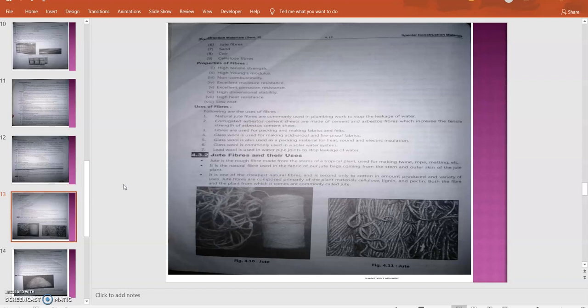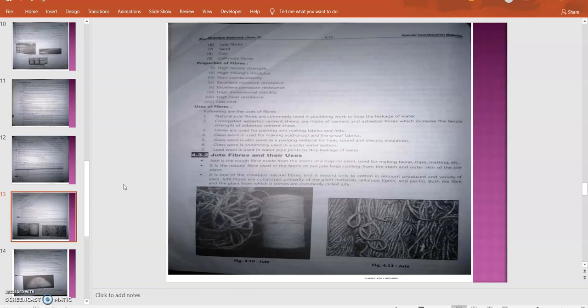So due to all these properties, fiber becomes a complete construction material. It can be utilized in many heavy structures also, in towers, in bridges, in buildings, having excellent properties. Then what are the uses of fibers? Natural jute fibers are commonly used in plumbing work to stop leakages of water.